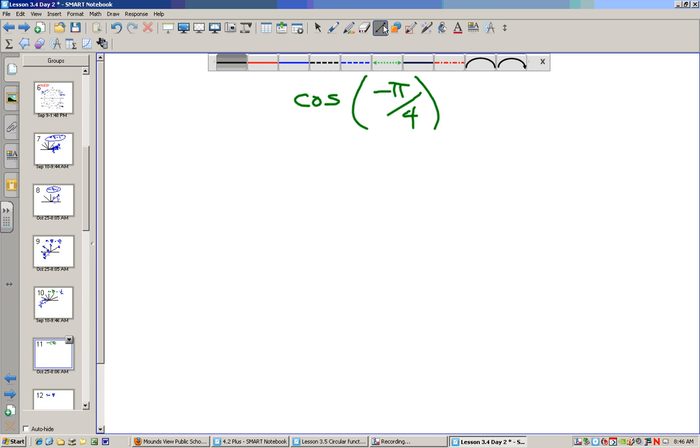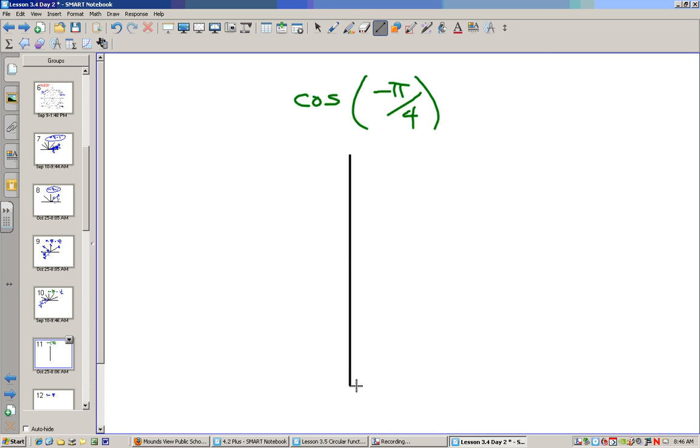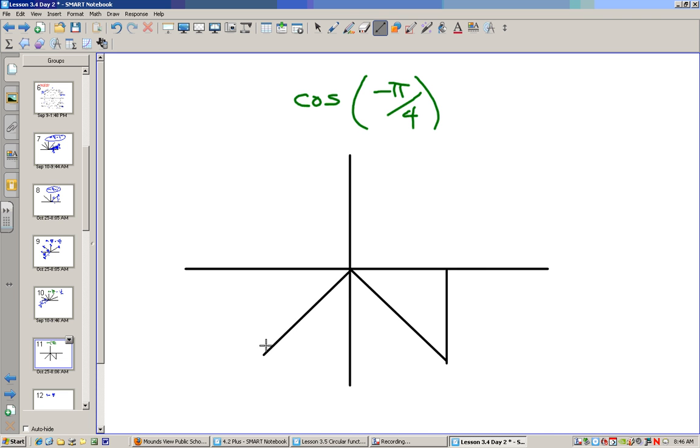Cosine of negative pi over 4. We go down here, because now instead of going this way pi over 4, we're going this way pi over 4. So if I divide this section into 4, negative pi over 4 would be here. And this would be 45 degrees. So cosine would be root 2 over 2 over 1, which is just root 2 over 2.